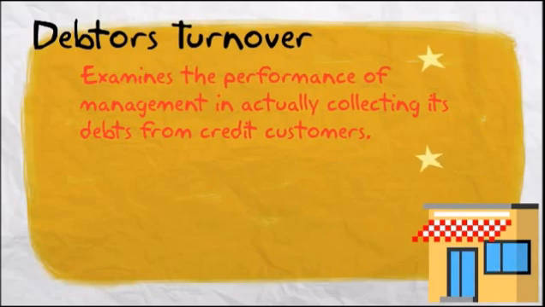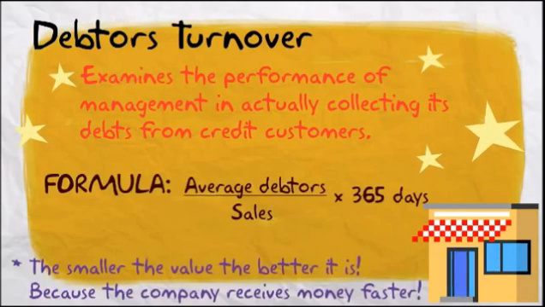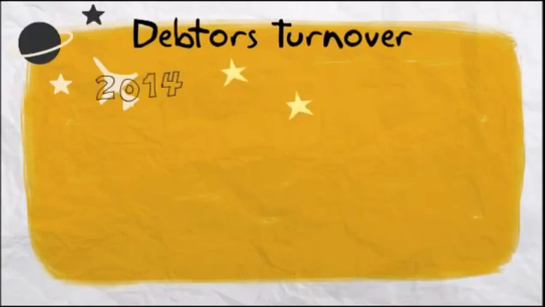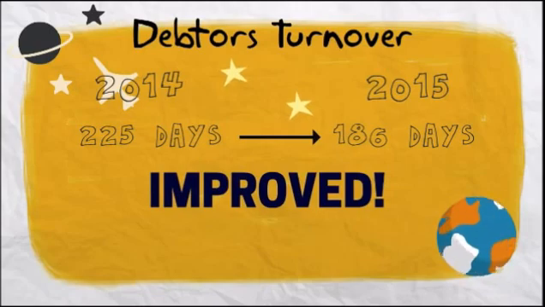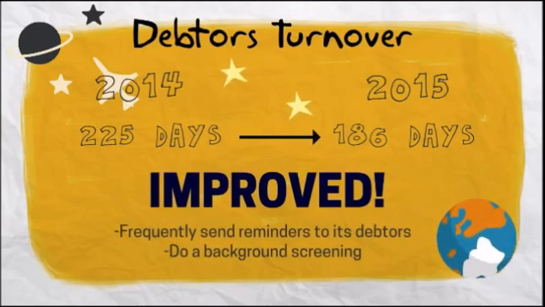Debtors turnover examines the performance of management in actually collecting its debt from credit customer. The smaller the value, the better it is because the company receives money faster. The debtors turnover has improved. This is because the company frequently sends reminders to its debtor and do a background screening.